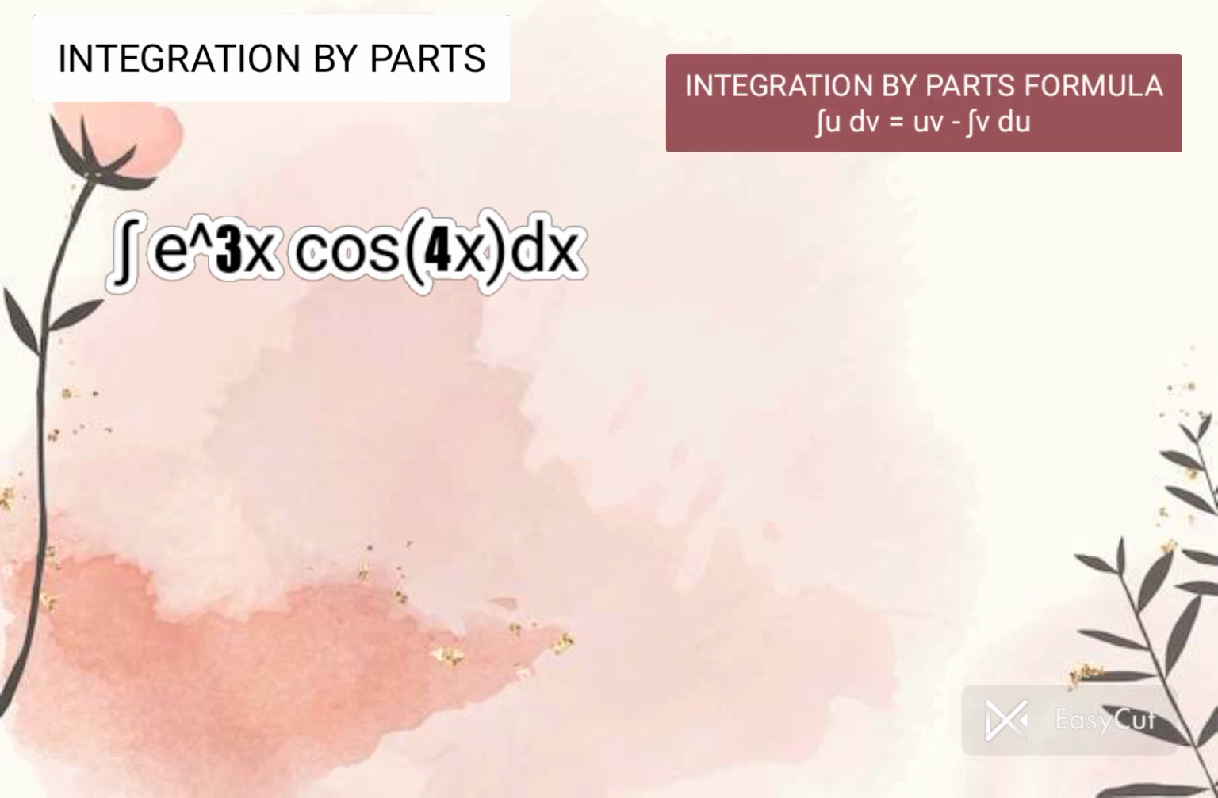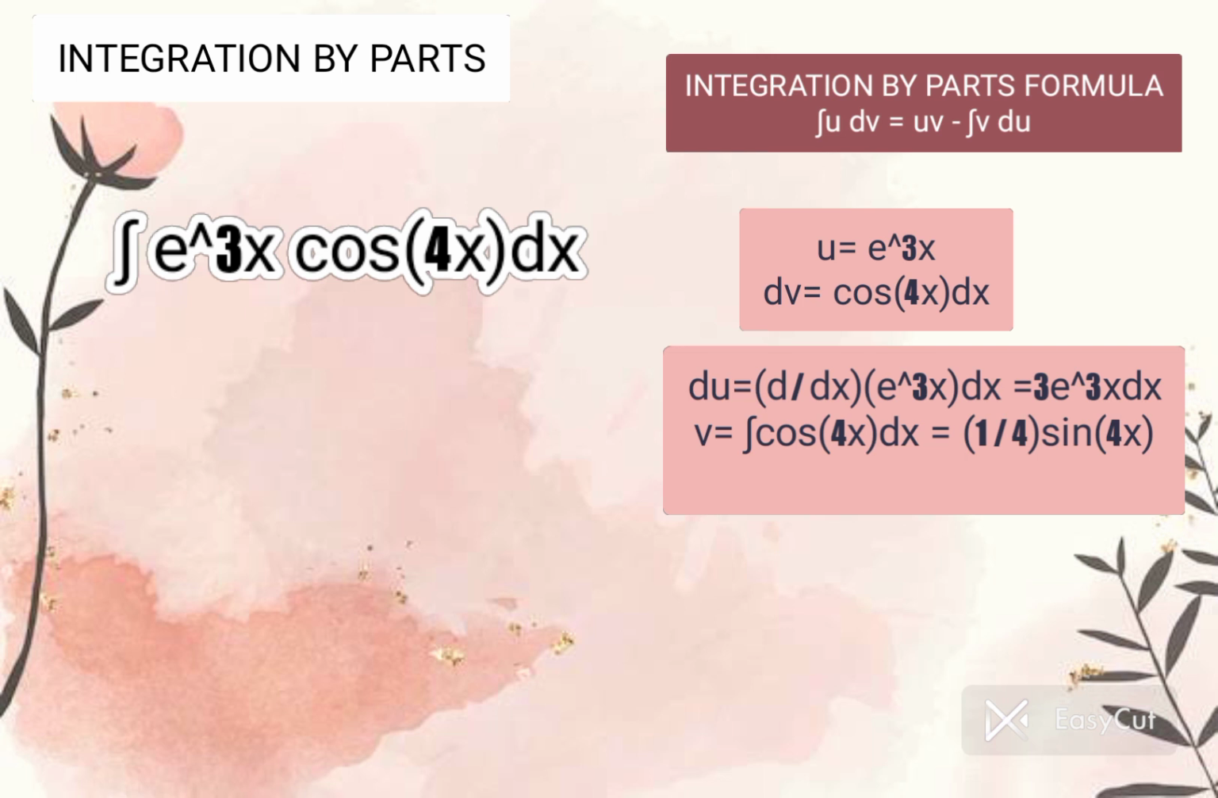The formula for integration by parts is the integral of u dv is equal to uv minus the integral of v du. So let's assign u and dv. Our u is e raised to 3x because its derivative is simpler. Then our dv is equal to cosine 4x dx. Now let's find our du and v.